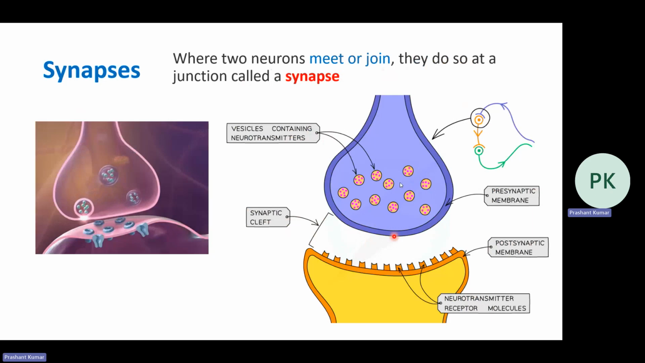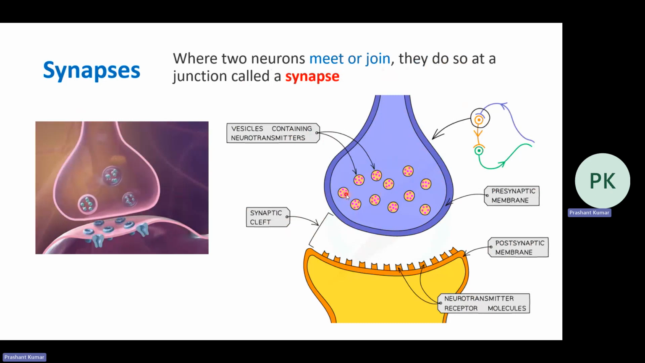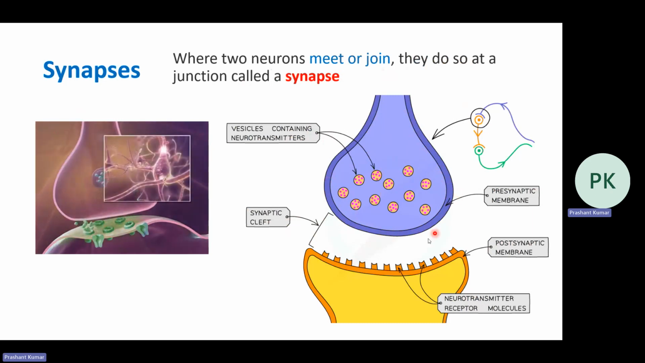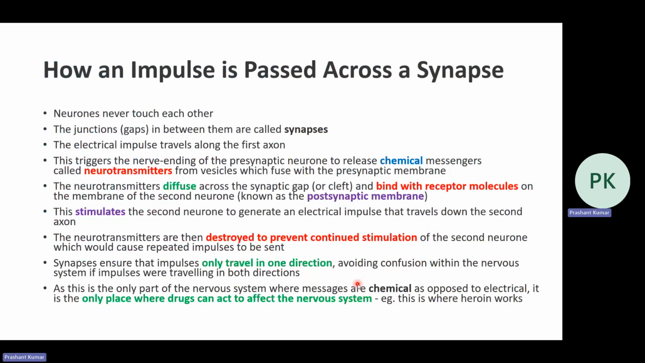You can see here the basic diagram of the synapse. This is the presynaptic neuron, and the membrane is called the presynaptic membrane. Inside we have vesicles. You can see there are so many vesicles, and the vesicles contain neurotransmitters, right? Coming to the next neuron, this is the postsynaptic neuron, and this is called the postsynaptic membrane. On this membrane, we have a receptor molecule, right?